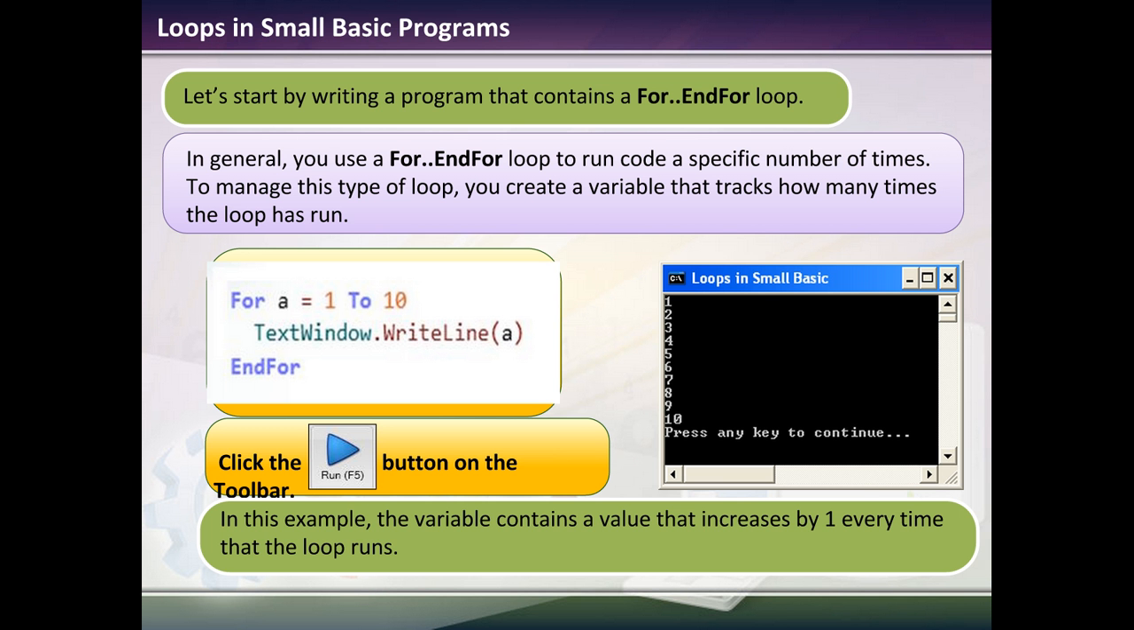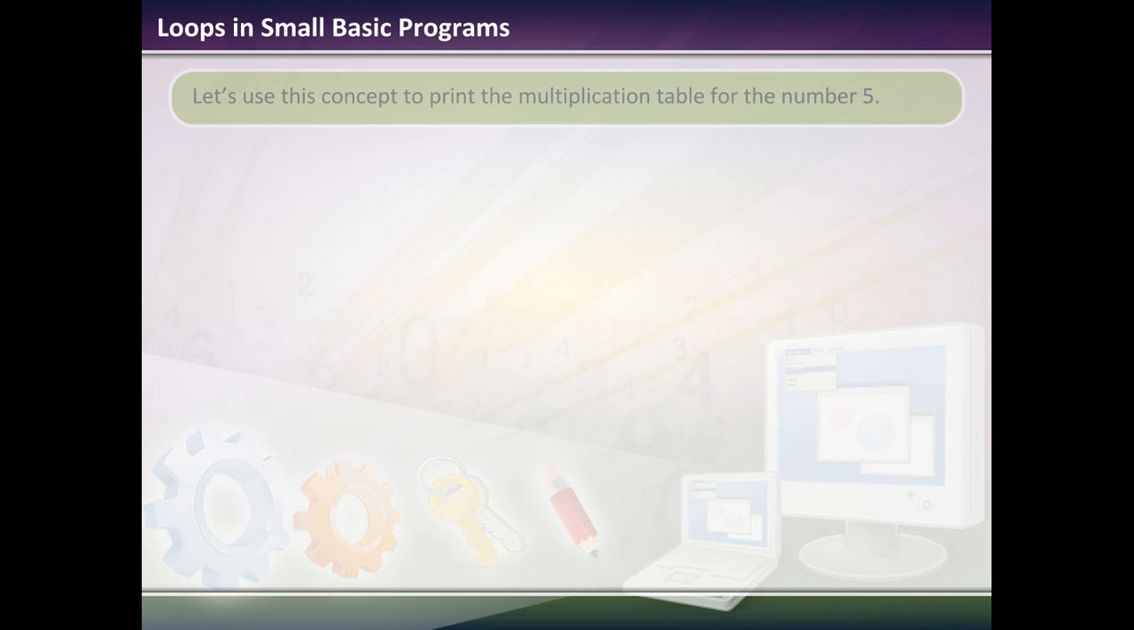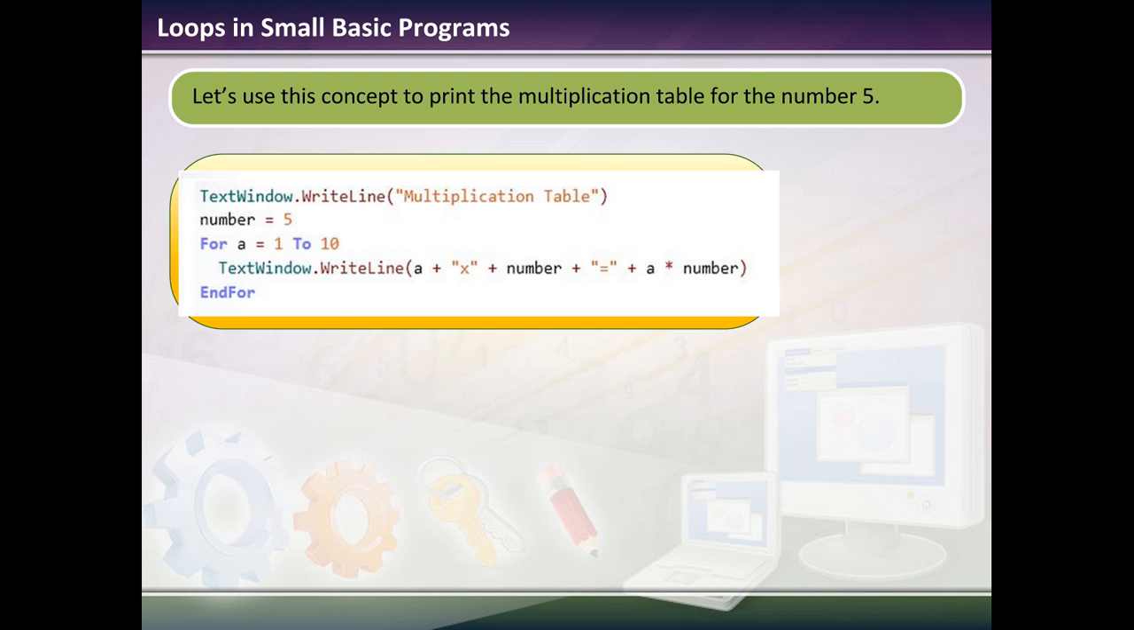In this example, the variable contains a value that increases by 1 every time the loop runs. Now you could use the same concept to print a multiplication table. So I could say text window dot write line multiplication table. Then I could arbitrarily choose a number and let the number equal 5. Then I could say for a equals 1 to 10.